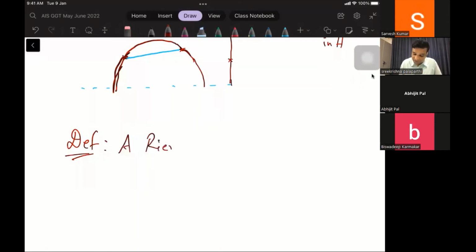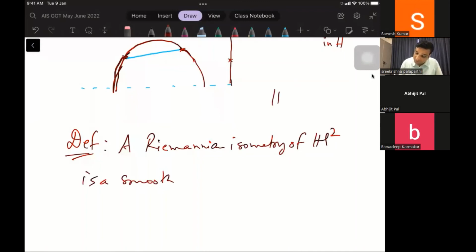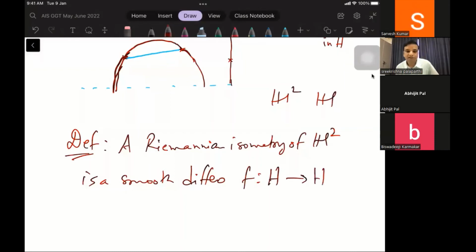So firstly, a Riemannian isometry of H2. I'll define it in the limited context of H2. It is a smooth diffeomorphism F from H to H. Please excuse me, I'm switching between notations H2 and H. They are one and the same. So this is the smooth manifold H, and it's a diffeomorphism of the smooth manifold.